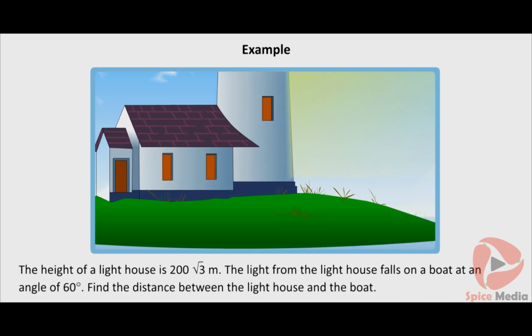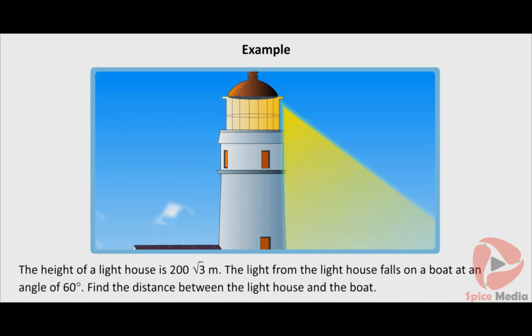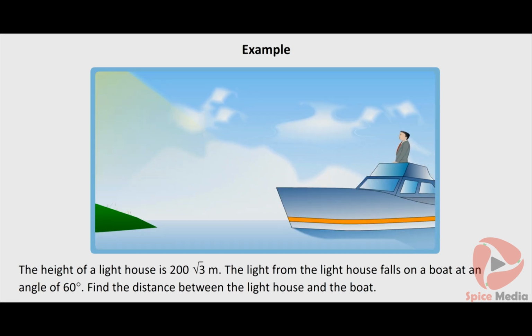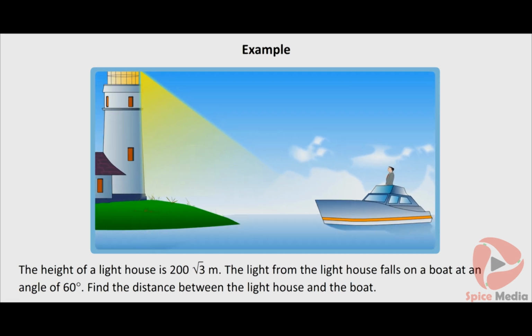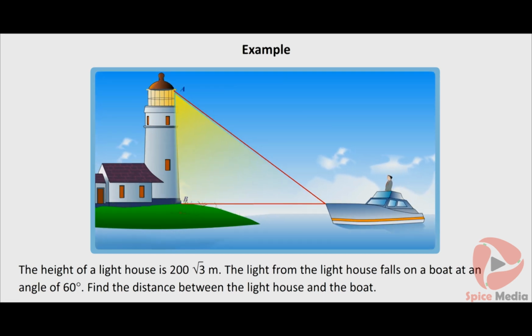The height of a lighthouse is 200√3 meters. The light from the lighthouse falls on a boat at an angle of 60 degrees. Find the distance between the lighthouse and the boat.